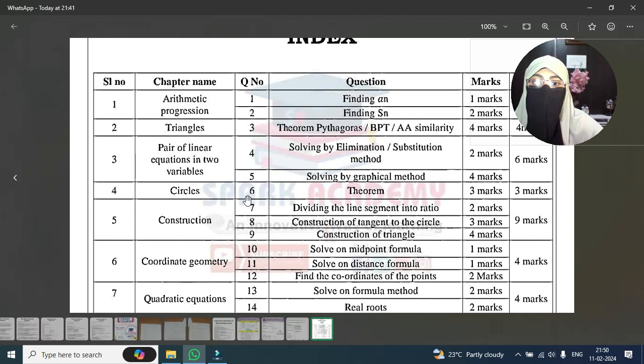Okay. Then coming on to the circles, the important theorems are there, 3 mark theorems. 2, I think 3 are there. So circle theorems you need to study, which will help you to get 3 marks.